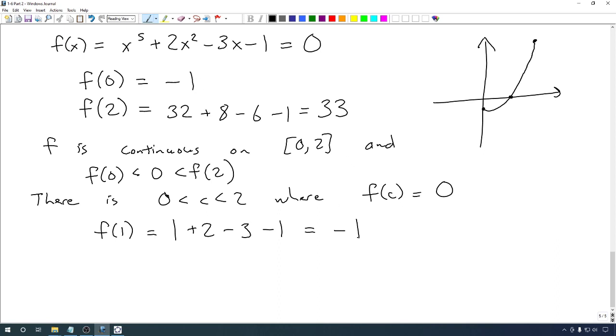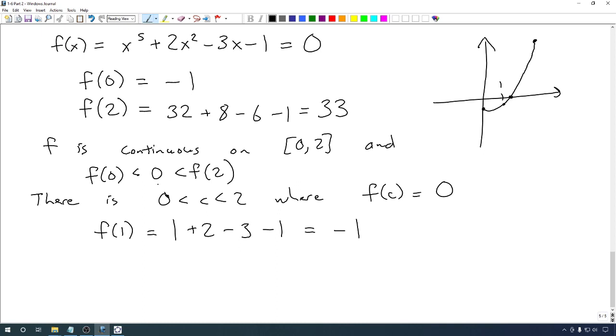The fact that we have a negative at 1 and a positive at 2 means that somewhere between 1 and 2, by the same logic here, it's going to have a root. Well, that doesn't necessarily mean that there's only one root between 1 and 2. It could cross the x-axis multiple times, and we just don't see it. But this does tell us that it crosses at least once.